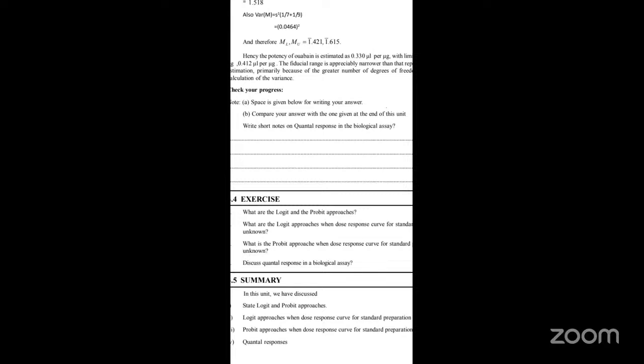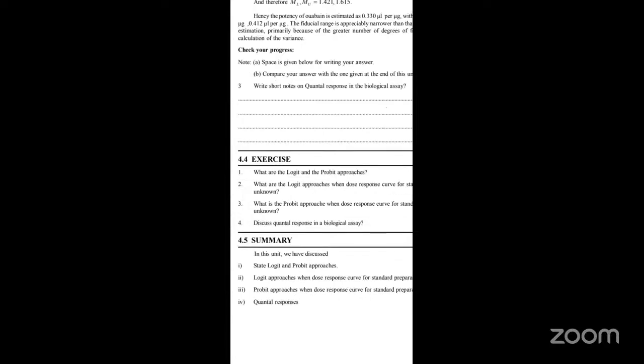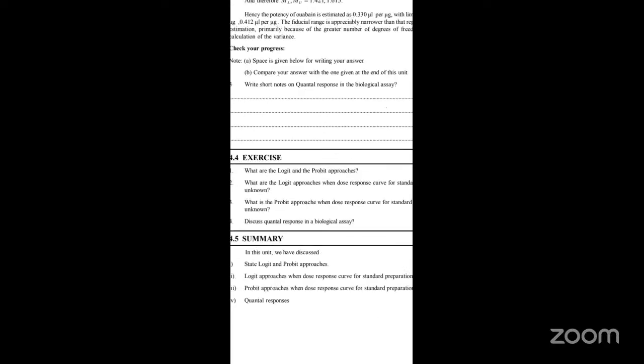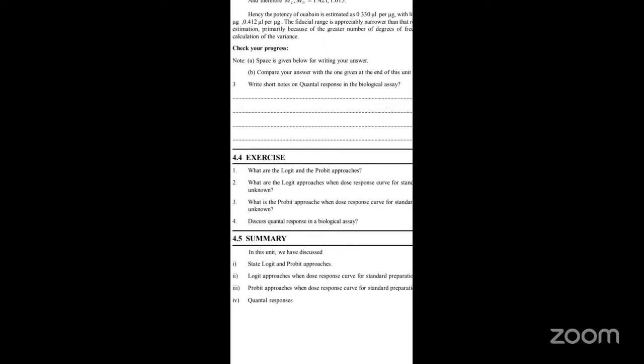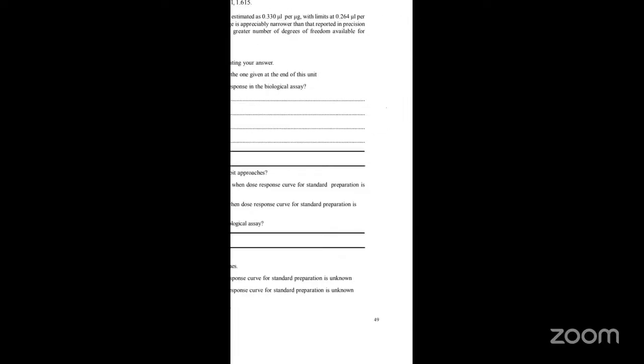So the questions are: What are the logit and the probit approaches? What are the logit approaches when the dose response curve for standard preparation is unknown? What is the probit approach when the dose response curve for standard preparation is unknown? Discuss quantal response in biological assay. State logit and probit approaches when the dose response curve for standard preparation is unknown.